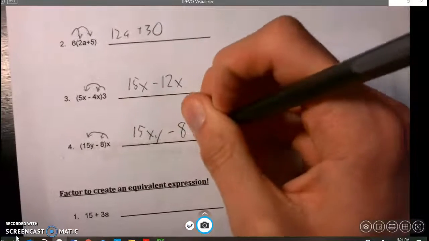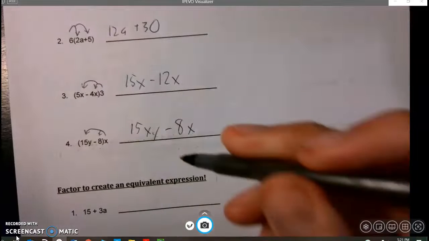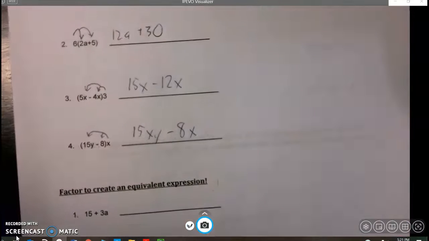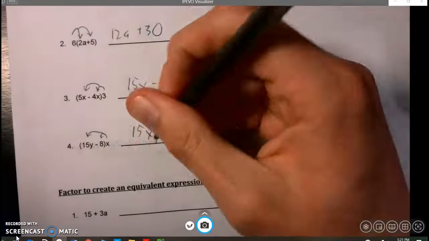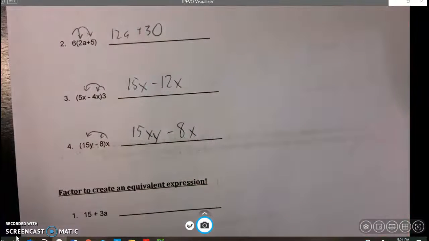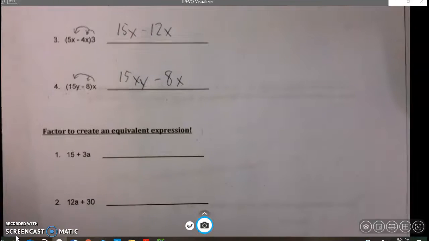15xy minus 8x. Okay, because once again, when a variable multiplies by a number, it just attaches itself to it, forming that next to notation, and then order doesn't matter. It could be 15yx, but once again, I like to keep things in alphabetical order, and that's typically how you'll see it throughout the rest of your math career.